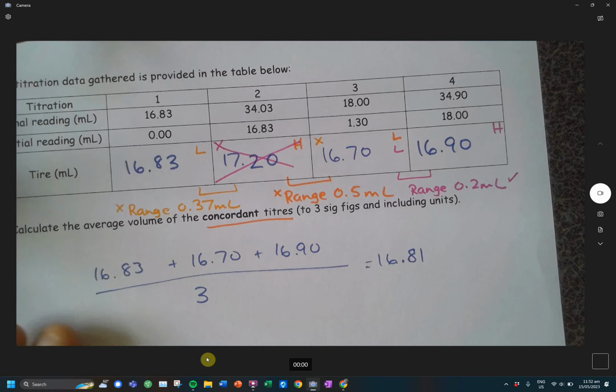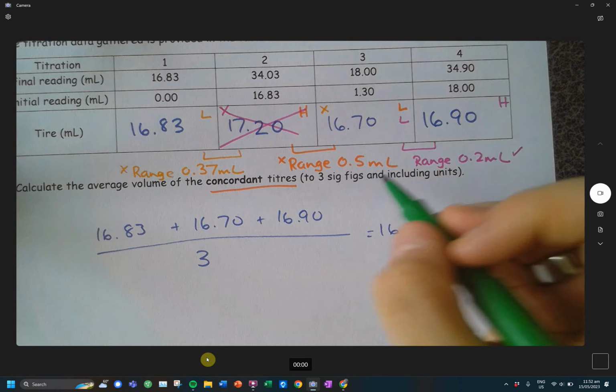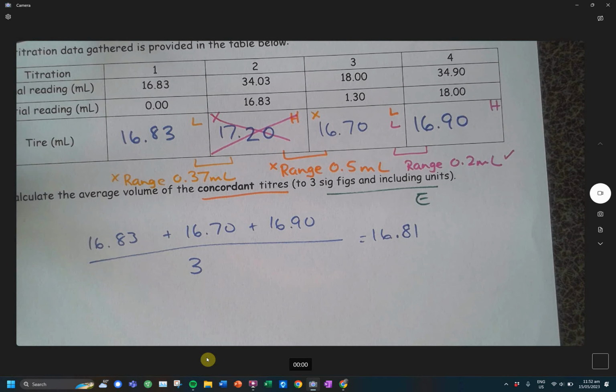16.81. Now, one of the things you'll notice here is that it says including units and 3 significant figures. This here is now the excellent range, and it's really stupid that this is the excellence range, let me tell you.